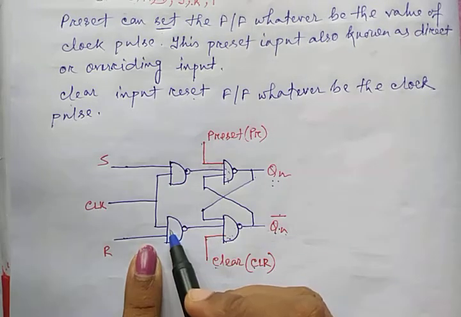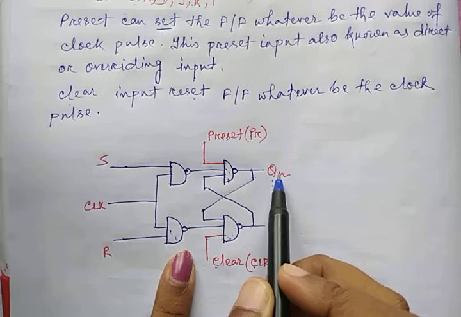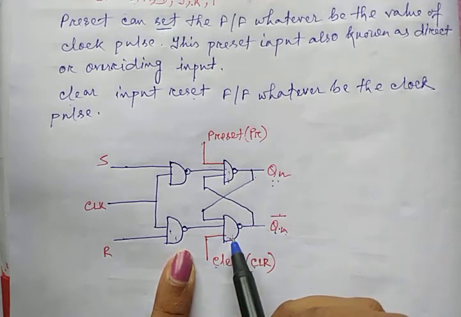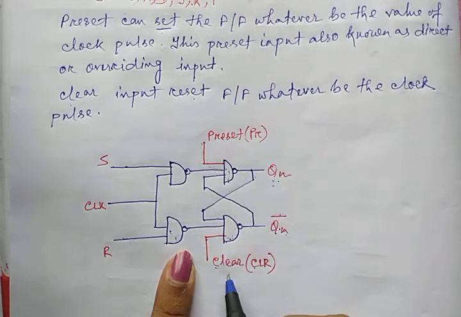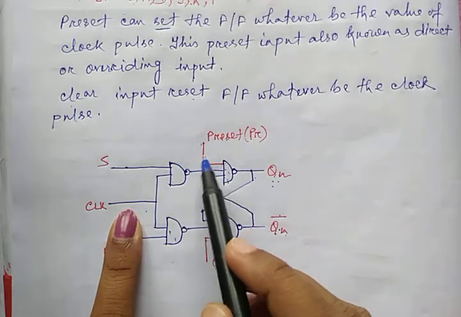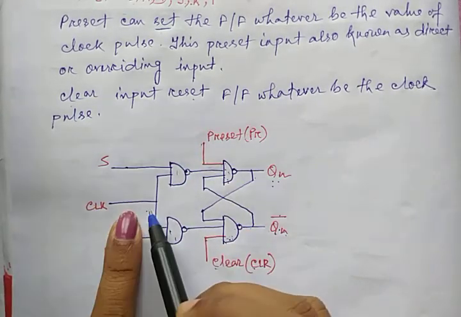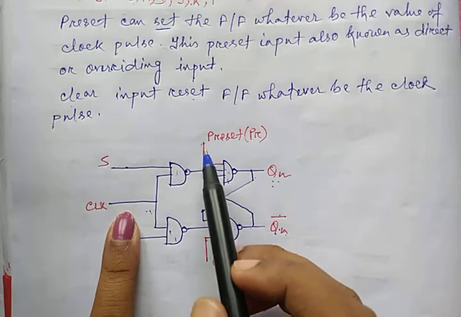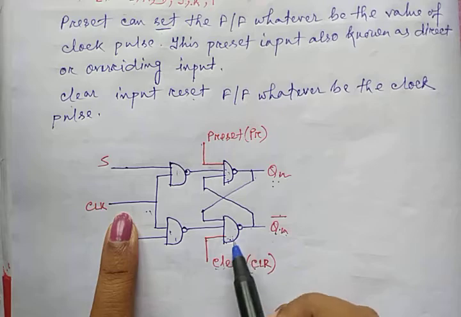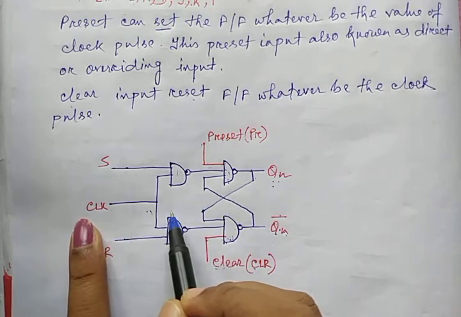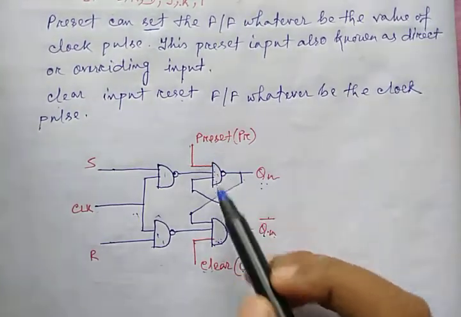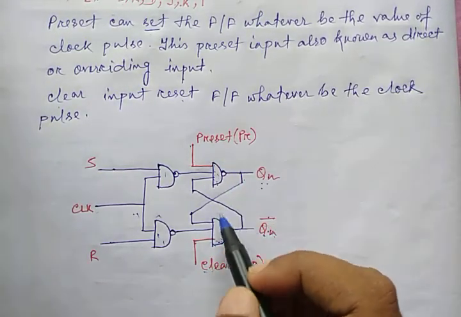These two NAND gates are not directly connected with the clock. Q and Q bar, the outputs of a flip-flop, are connected with these two NAND gates. As preset and clear do not depend upon clock value, they are connected with those NAND gates which are not connected with the clock pulse. Okay, now let us see what will be its function. Its function is, suppose this is NAND gate.